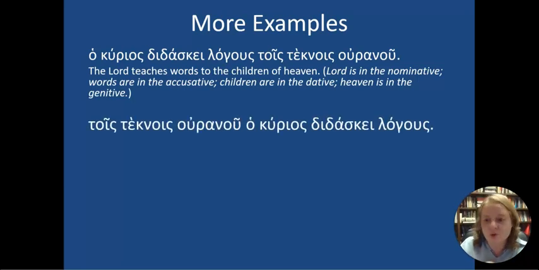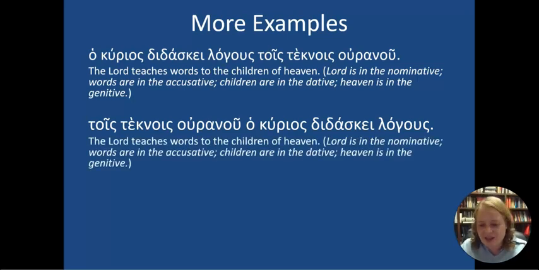But I can put it in a different order, still the same sentence. Tois technois uranu, ha kurios didaske logos. Who teaches? The Lord teaches words. To whom? To the children. Which children are they? They're the children of heaven. It's still the same thing because I know the cases. The cases are what's determining it. Lord is in the nominative, so it has to be the subject. Words is in the accusative.